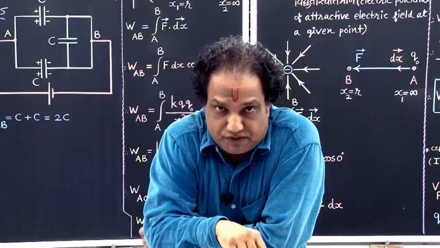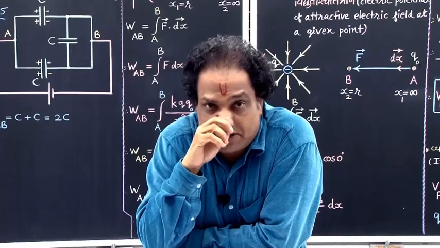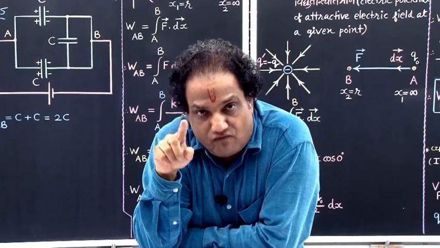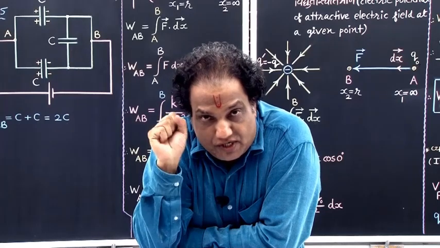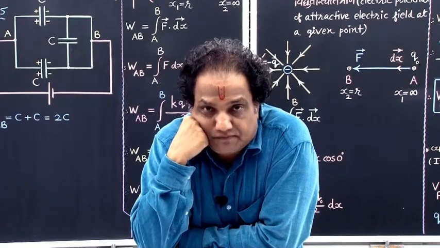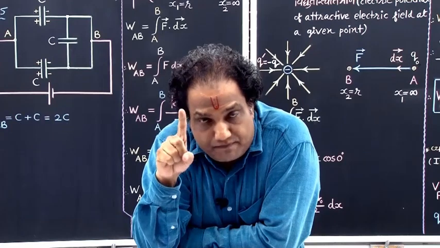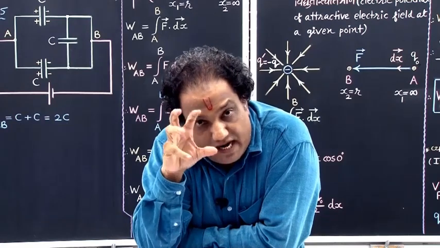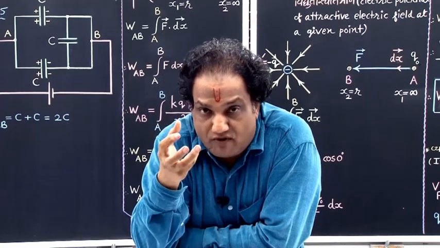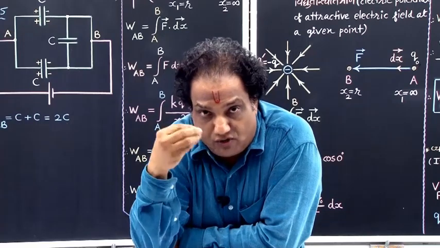Now, what is the way out? Why this problem has occurred? I would like to tell you the reason for that. Earlier in 11th standard, while defining gravitational potential, we had no problem, because gravitational field is of only one type. It is always attractive type, correct? Fine. And the source of producing gravitational field is mass, which is always positive.